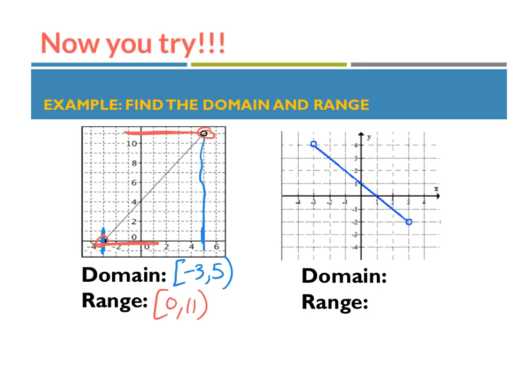For the domain and range on the right graph here, notice the farthest left it goes is -3, and since it's an open circle, we use a parenthesis, -3, comma. The farthest right it goes is +3, and again, open circle, so we use -3, comma 3 with the parenthesis here to represent the domain. And then lastly, for the range, notice the lowest it goes here is -2, and again, it's an open circle, so we use a parenthesis. And the highest it goes is 4 with an open circle, parenthesis.